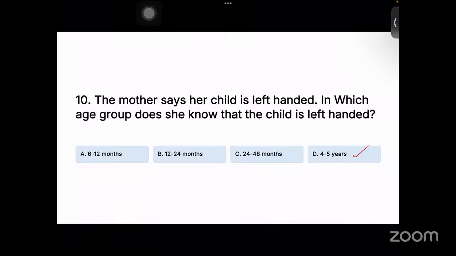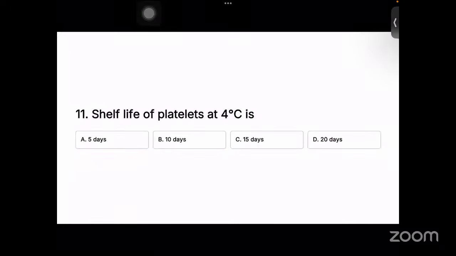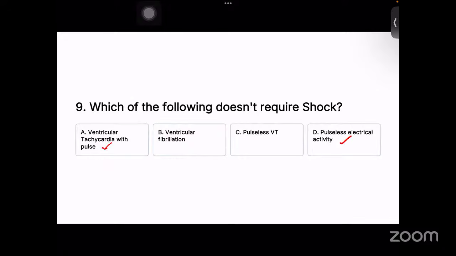Okay, can you go to question number 9? Yes, we got question number 9, cardiac arrest algorithm. It was not pulseless electrical activity; it was just a pulse electrical activity option. So in this case, we go for the option of ventricular tachycardia with a pulse. Hopefully it got corrected.